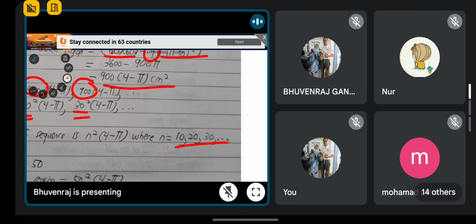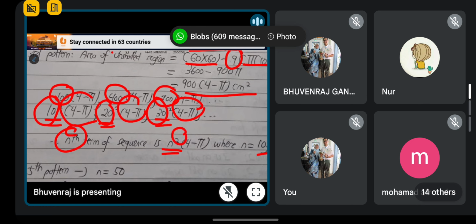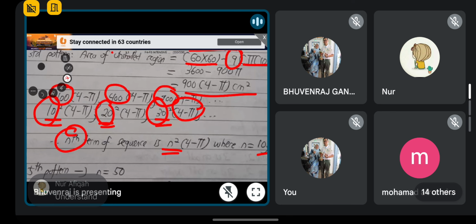Okay guys, can you understand how I get this general formula? The n is because 10 change to 20 and 20 change to 30. Perubahan tu digambarkan oleh n kat sini. The others is a constant, 4 minus pi. And the square is also a constant. Okay guys, good? Understand? Okay, good. This is a good example actually to show.